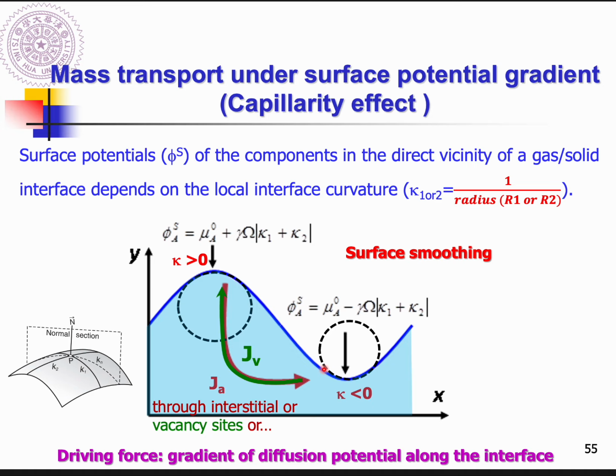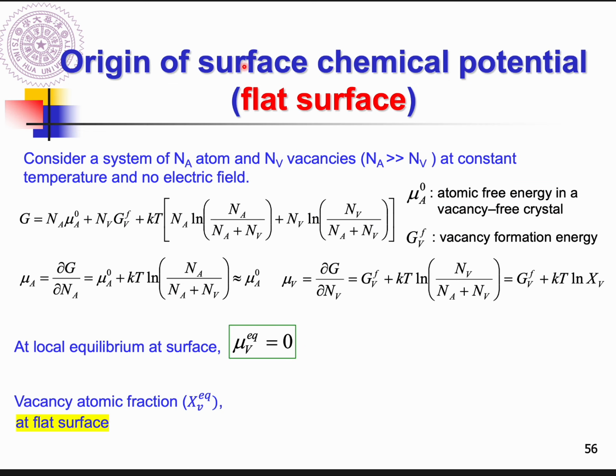So next, I'm going to show you how to formulate the surface chemical potential of the atoms on a flat surface. We'll start from the flat surface, okay? So how do we calculate or formulate the surface chemical potential on the flat surface? In the beginning, the material we have here is a pure A material. So in this kind of material system, we only have two components. One is atom A and the other one is the vacancy.